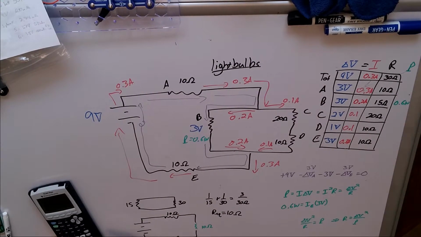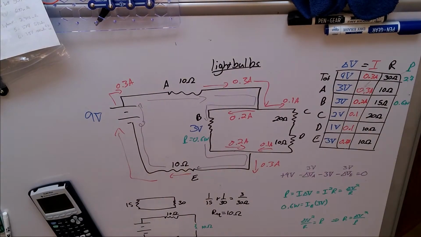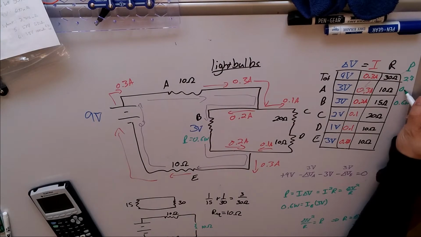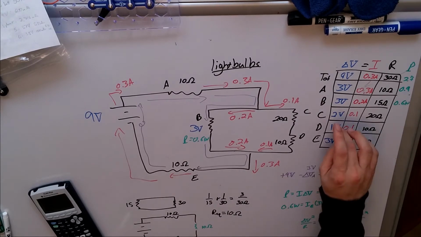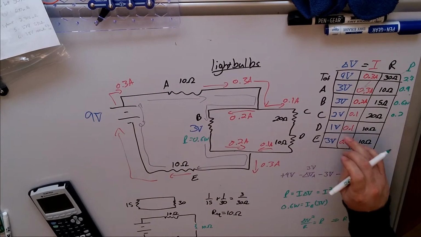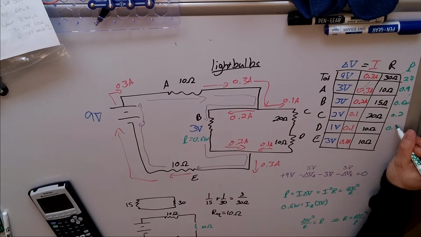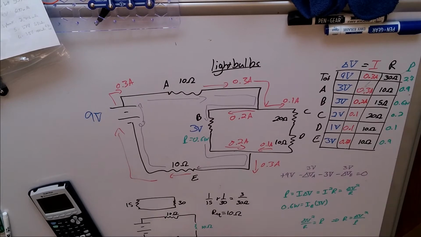The total power of the circuit is 0.3 times 9 volts. That gives me 2.7 watts. All right. The power of resistor A is 0.3 times 3. That's 0.9 watts. We already know B, that was 0.6. We said that, let's see, 2 times 0.1 is 0.2 watts. 1 times 0.1 is 0.1 watts. And then 3, this is also 0.9 watts.